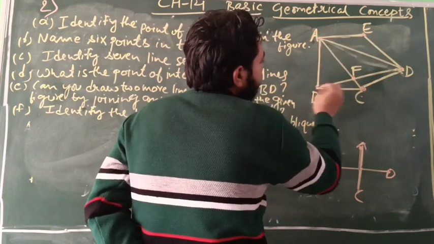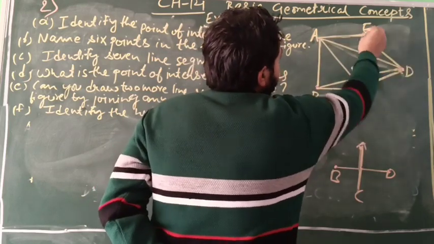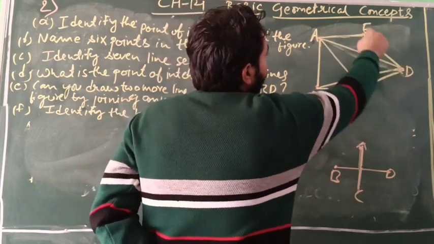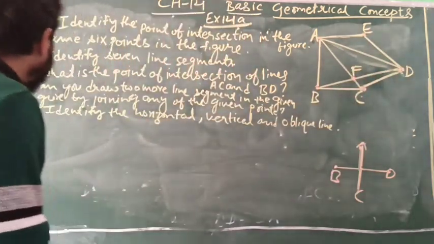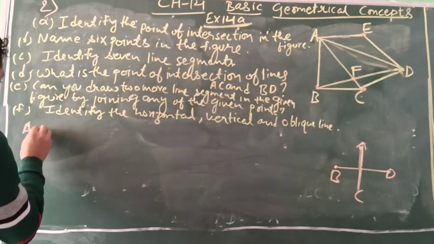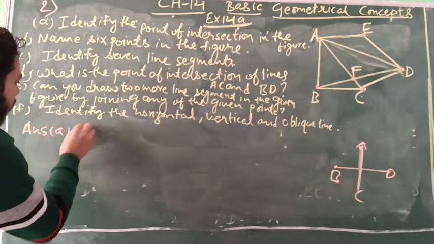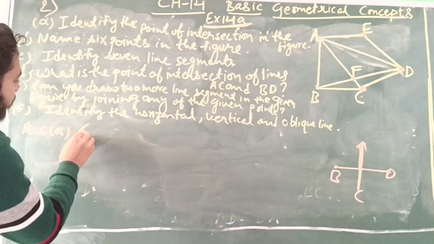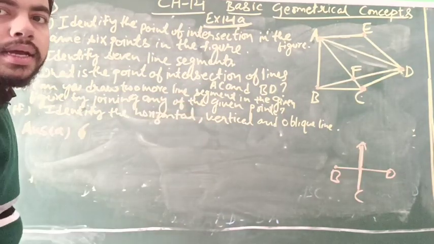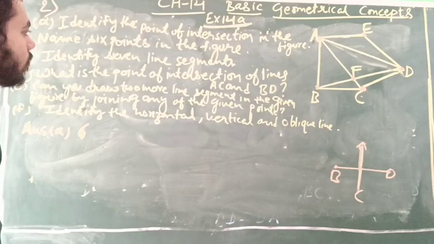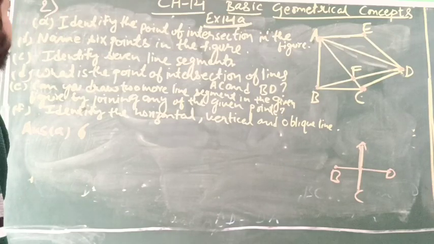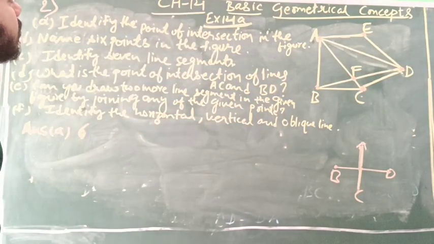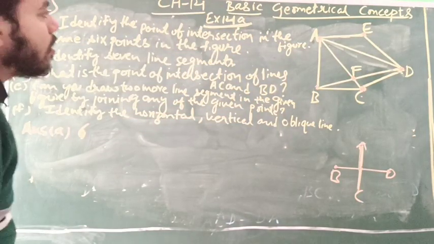Here you see that A, B, C, D, E and F. So we just count 1, 2, 3, 4, 5, 6. So answer A will be 6. Okay, there are 6 points of intersection. And now name the 6 points in the figure.